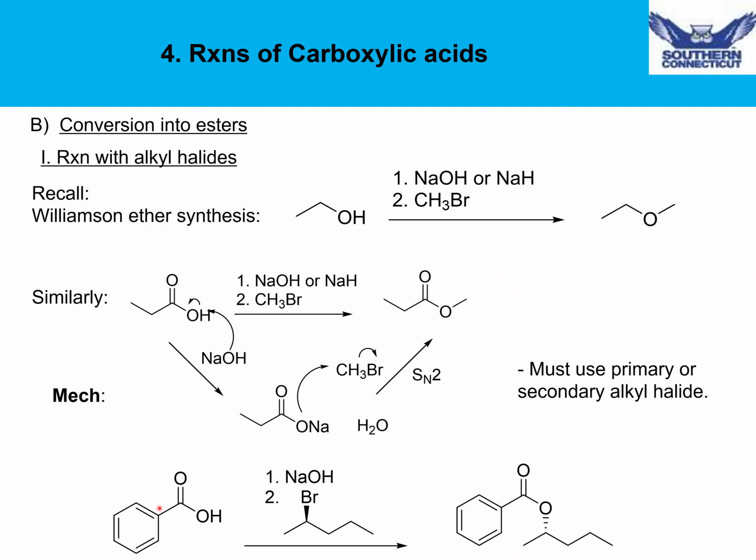Here's another example with benzoic acid. If we add base, you will get the conjugate base of this carboxylic acid, which is more nucleophilic, and so this oxygen will now add to this secondary carbon and do an SN2 reaction. Now, since it is an SN2 reaction, we're going to get an inversion of stereochemistry in the product, which we see here.